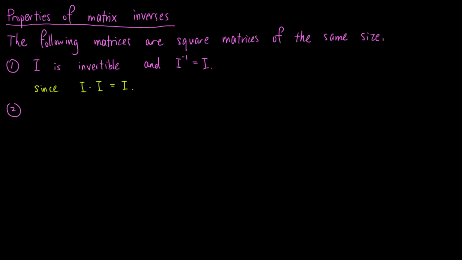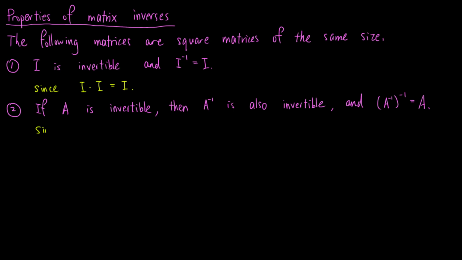The second property is that if A is invertible, then A inverse is also invertible, and the inverse of A inverse is A. This again follows from the definition, whereas we usually consider the definition for A and say that the inverse of A is the matrix multiplied to it. But we can also consider the same equation for A inverse and say that the matrix multiplied to it, namely A, is the inverse of A inverse.